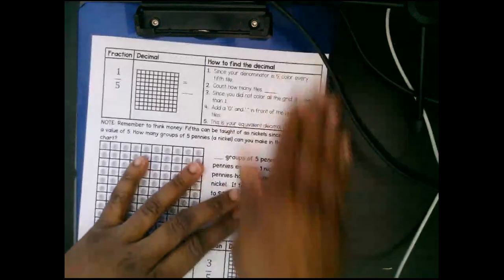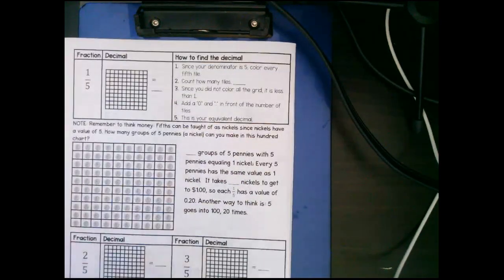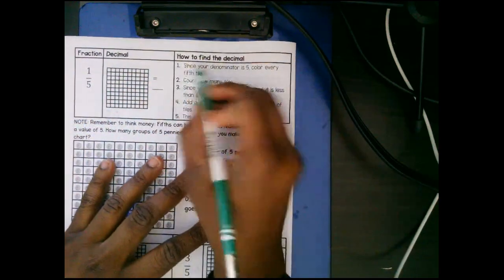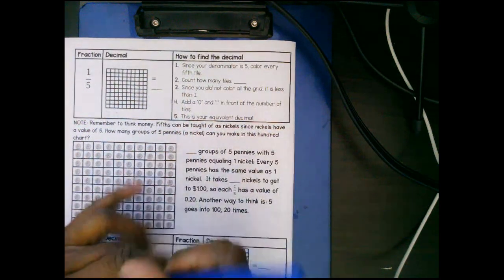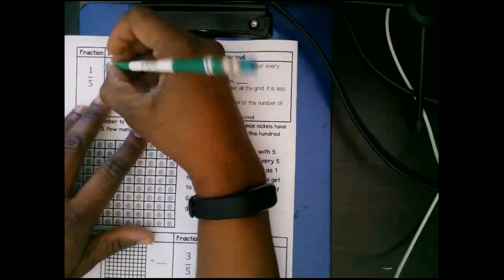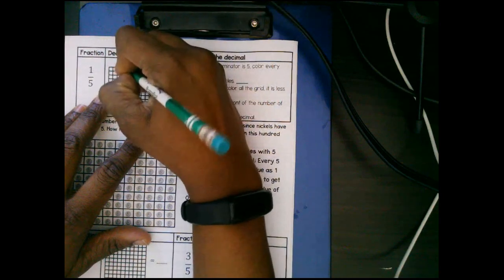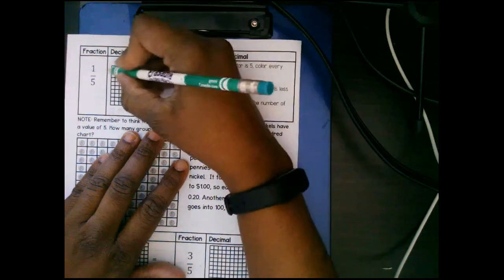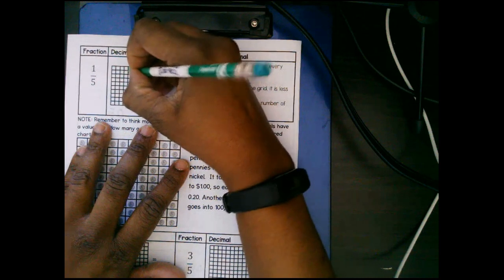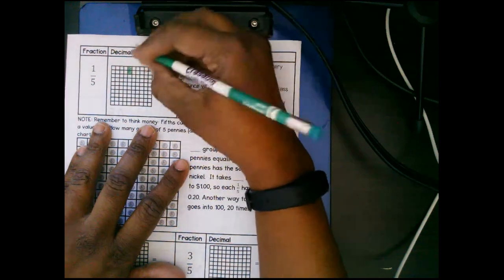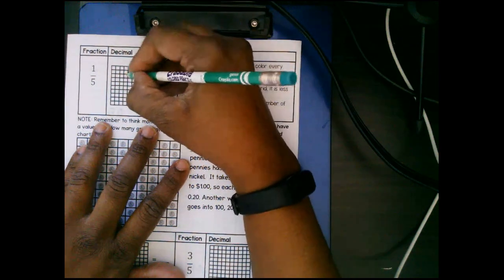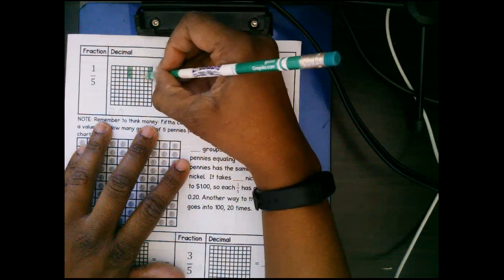I'm going to fold my paper back like this. We're going to look at 1/5. You've got the decimal. This is a hundredths grid because it's been partitioned into 100 equal parts. How to find the decimal. Since your denominator is 5, color every fifth tile. 1, 2, 3, 4, 5. 1, 2, 3, 4, 5. I think there's a shortcut. Do you see it? Let's just do a third row and verify. Yep.